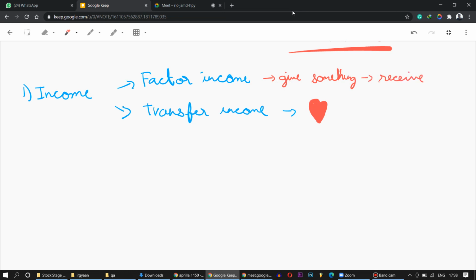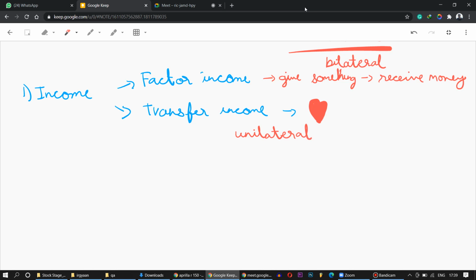By the way, I'll recall everything once everyone joins, but till then, let's go through this. Give something to receive money. So you're giving something, you're receiving something. This is called bilateral. Bi means double. So this is bilateral in nature. However, transfer income is unilateral in nature because it's directly given.